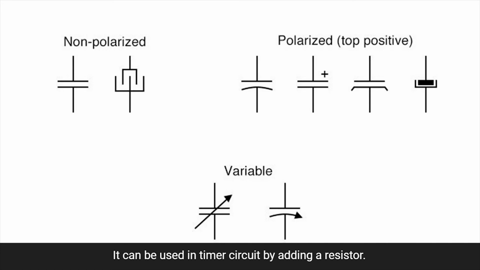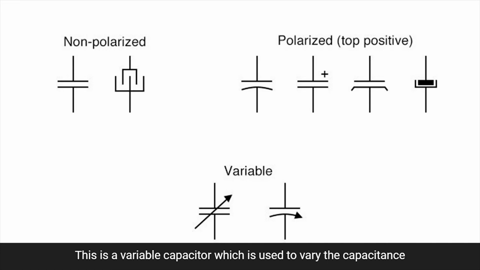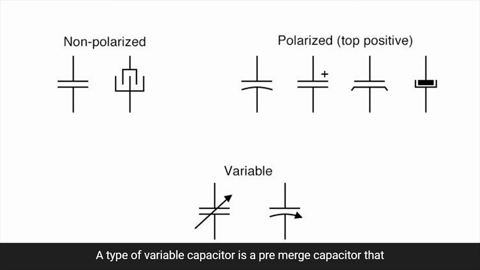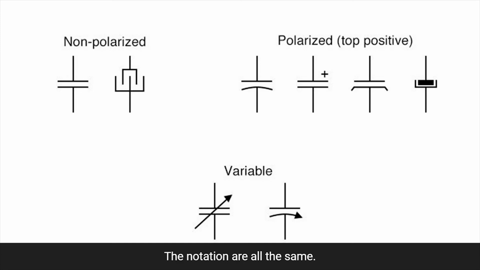It can be used in a timer circuit by adding a resistor. This is a variable capacitor which is used to vary the capacitance by turning the knob. A type of variable capacitor is a trimmer capacitor, which is small in size. The notations are all the same.